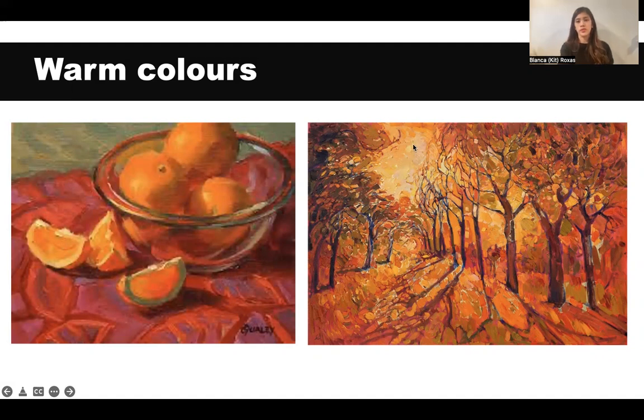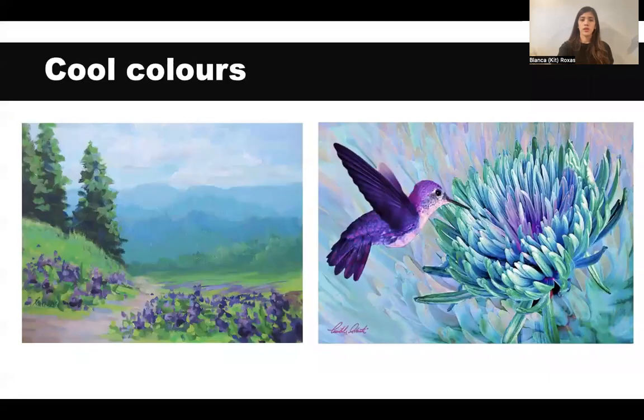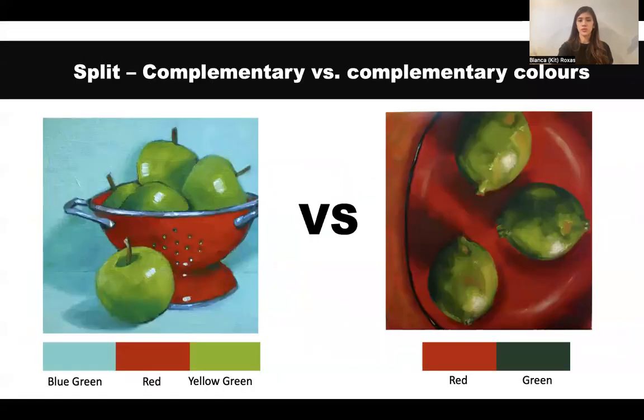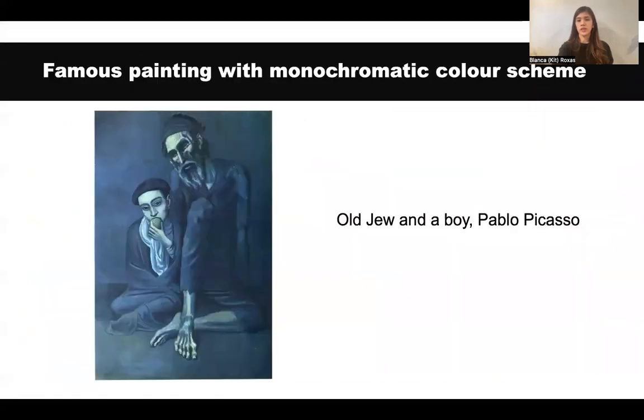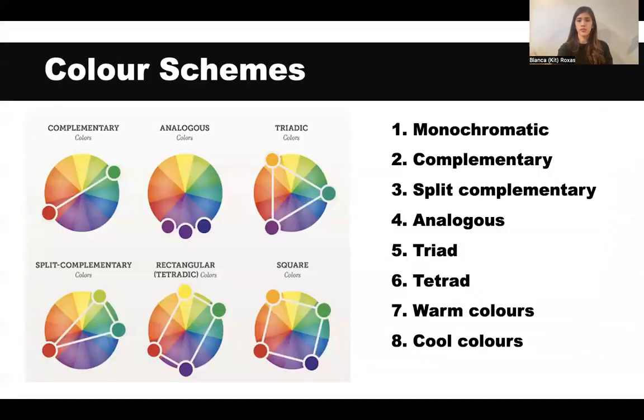Yellow, yellow, orange, orange, red, orange, red. So a very direct example of a warm color scheme. So these are all the color schemes that you can choose from for your second page of your product design, wherein you have to use a color scheme and apply it to your design.